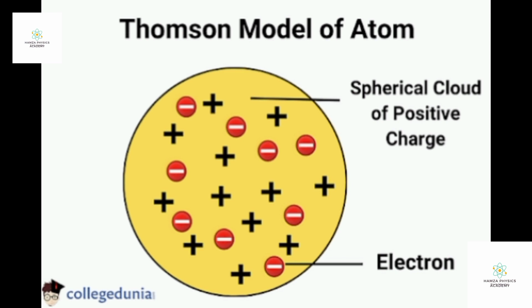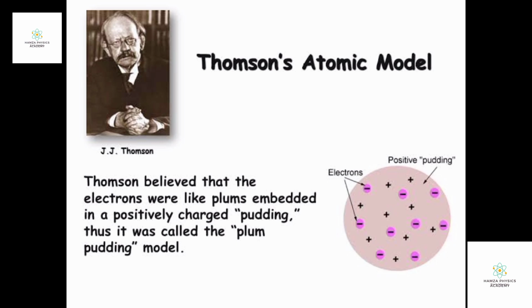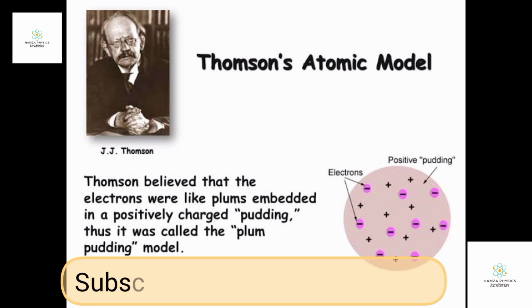He explained that the atom is the spherical cloud of positive charge and electrons are embedded into them. Thomson believed that the electrons were like plums embedded in a positively charged pudding. Thus, it was called the plum pudding model. Hence, Thomson's atomic model is also known as plum pudding model.